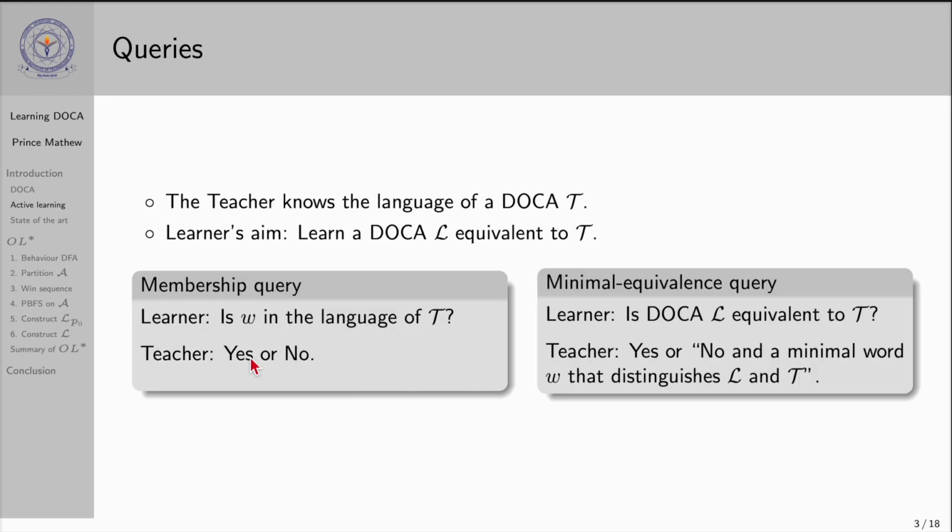In our setting, the learner can ask two kinds of questions to the teacher. The first one is a membership query, where the learner gives the teacher a word w and asks whether w is in the language of T. The teacher responds yes or no. The second is a minimal equivalence query, where the learner presents the teacher a DOCA L and asks whether L is equivalent to T. The teacher responds yes if they are equivalent, or no and a minimal counterexample that distinguishes L and T. This is the minimal word that is in the symmetric difference of the languages of L and T.